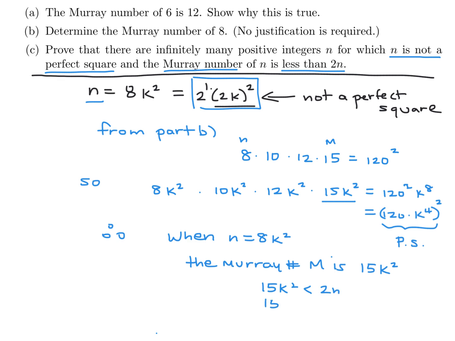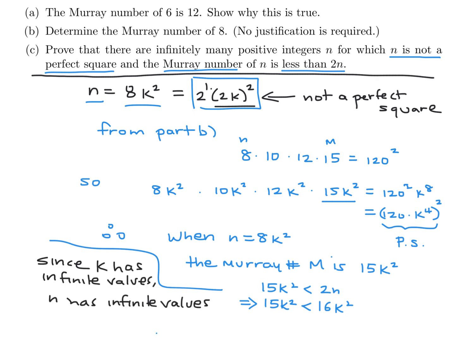What's 2n? Well, n is 8k squared, so 2n is 16k squared, right? This is a valid statement to make. And since, finally, we have to write, since k has infinite values, n will have infinite values. And that should complete the proof.